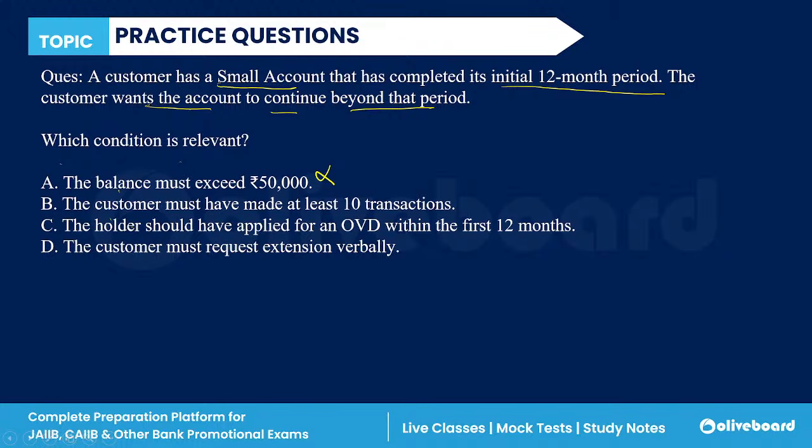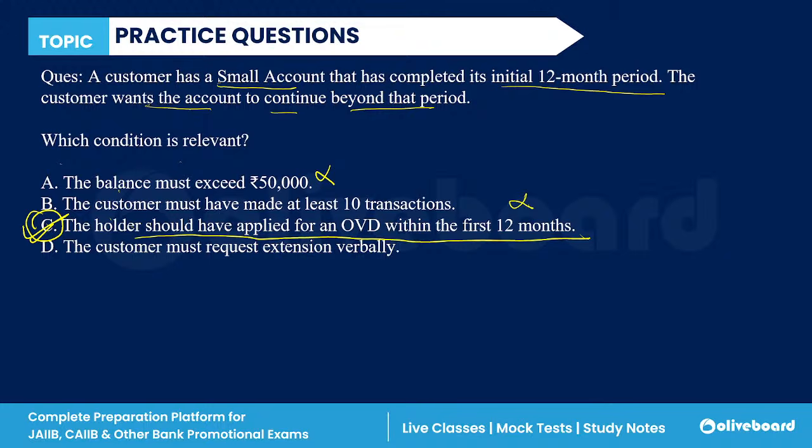Customer must have made at least 10 transactions. No. The holder should have applied for an officially valid document within the first 12 months. That is correct. C is the correct answer. Yes, Anuj. Yes, Vijay. That is correct. C is the correct answer. Clear? Okay. So the holder should have applied for an officially valid document within the first 12 months, right?